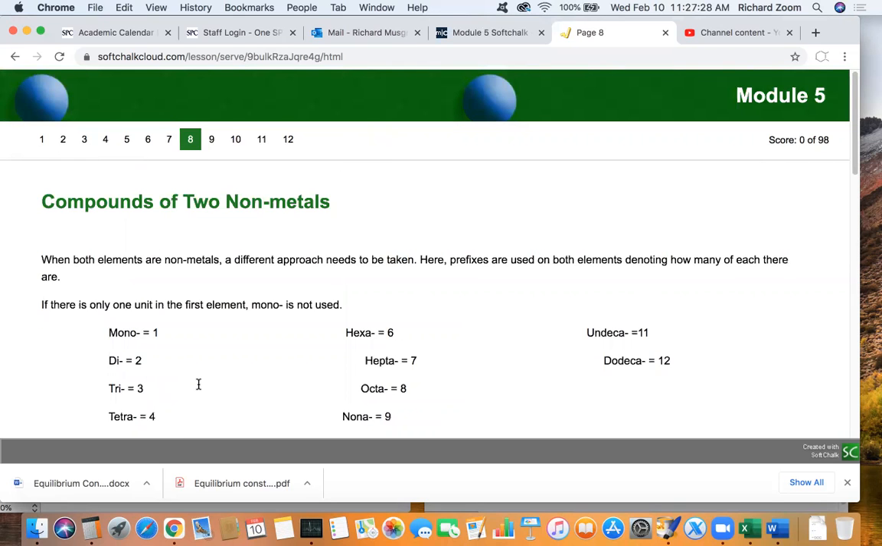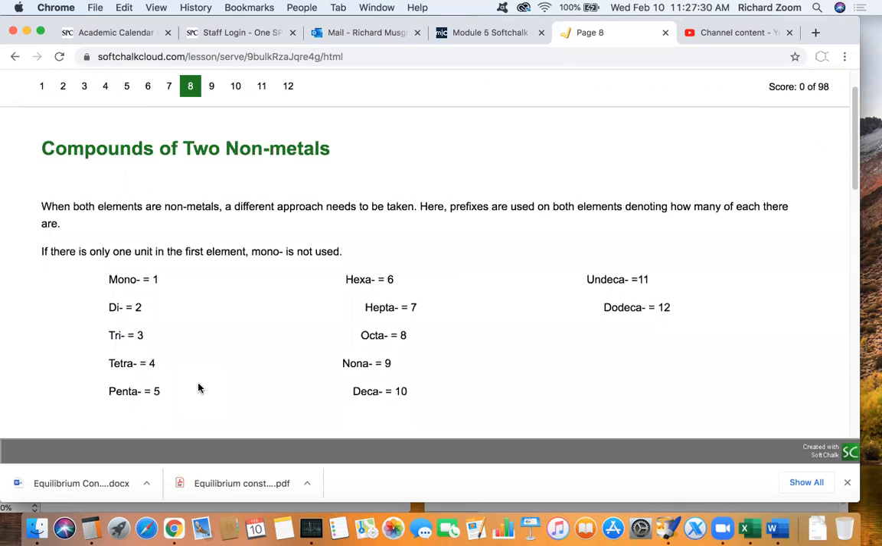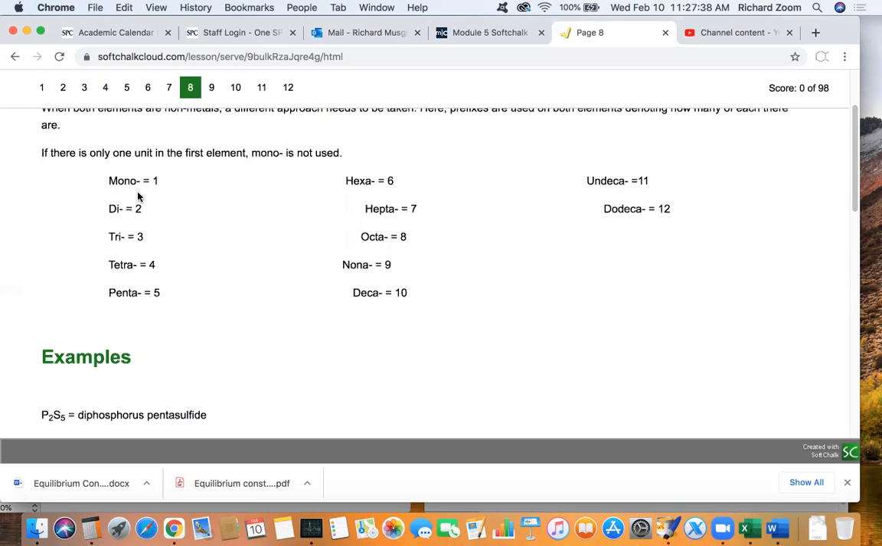Anybody have any questions? So like we only put the mono for the second element? Mm-hmm. That's right. If there's only one of them, Isra. Okay. Otherwise, you just use whatever prefix you're given here.